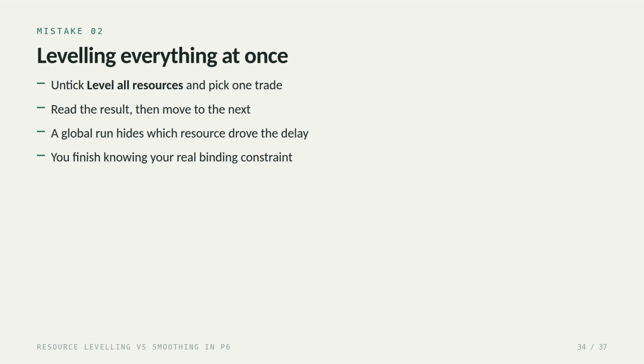Number 2. Leveling everything at once. Untick level all resources and pick one trade. Read the result, then move to the next. A single blow-out run hides which resource actually drove the delay and leaves you with a program you cannot explain. It takes longer, but you finish knowing precisely which trade is your binding constraint. And that is genuinely useful information.